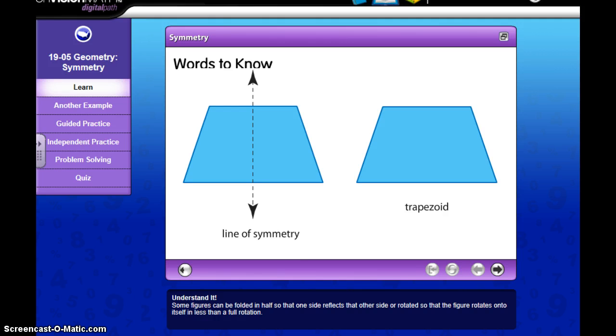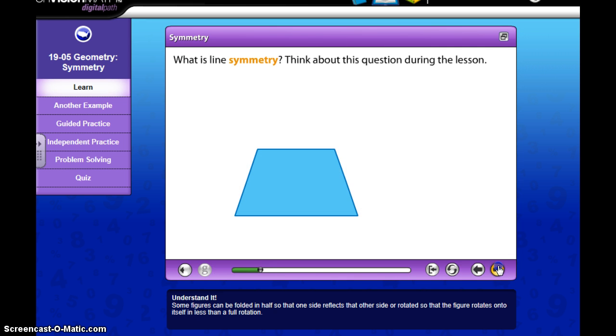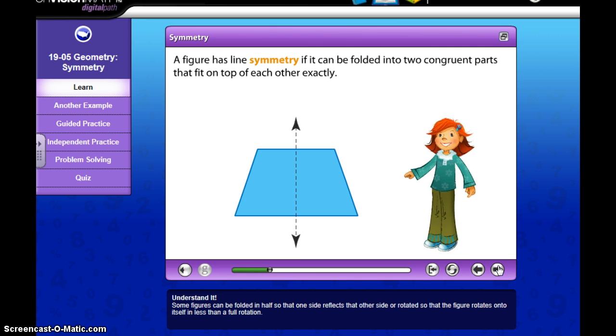America just told us that symmetry is when you can form an imaginary line and cut something in half, fold it over, and it's the exact same thing on both sides. So what is our line of symmetry? Figures that have a line of symmetry can be folded into two congruent parts. What does congruent mean again?